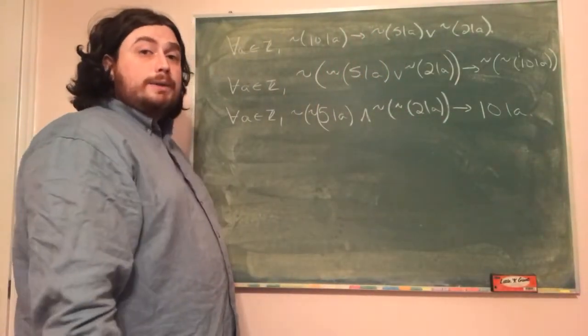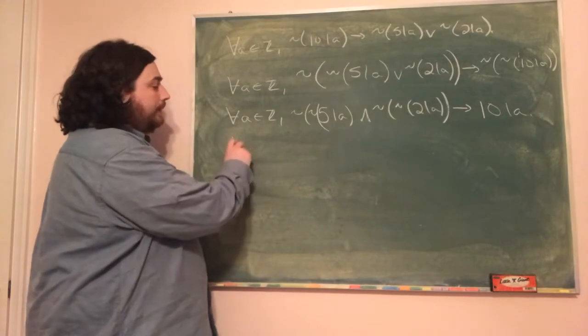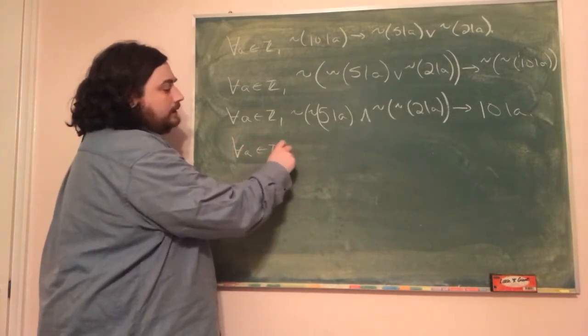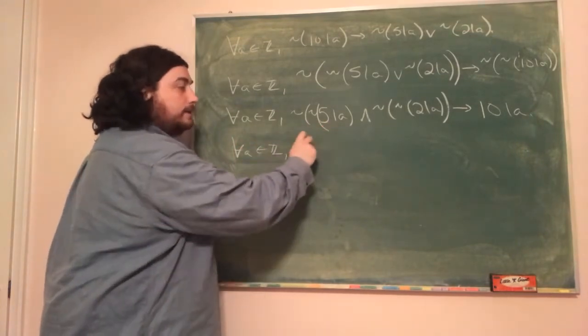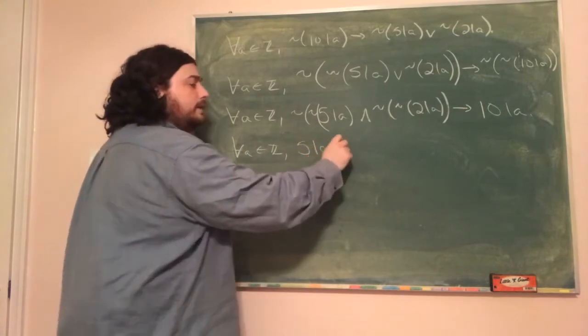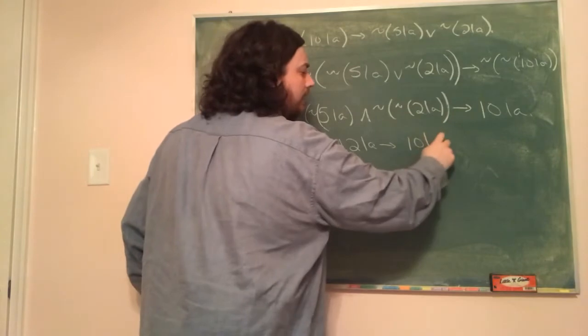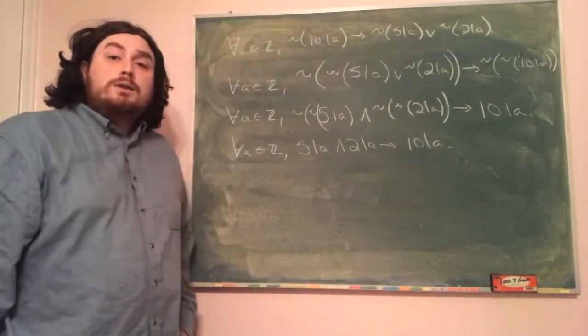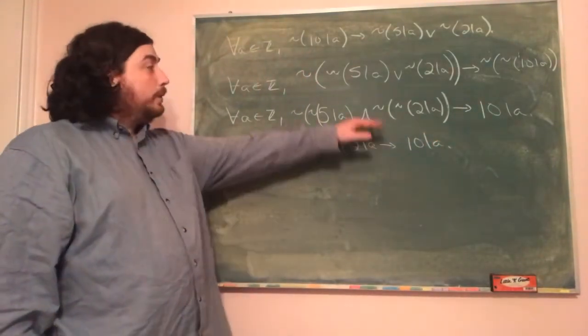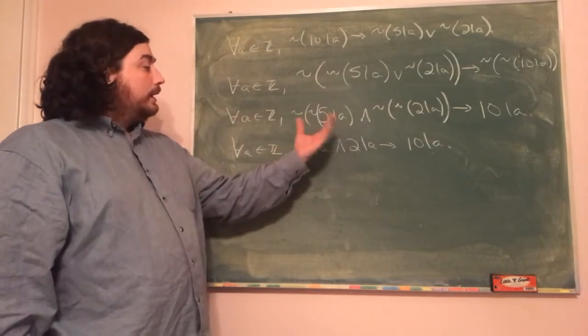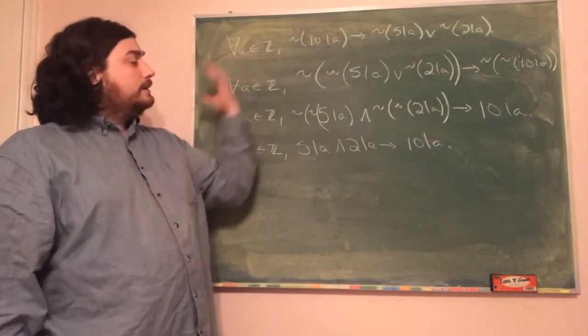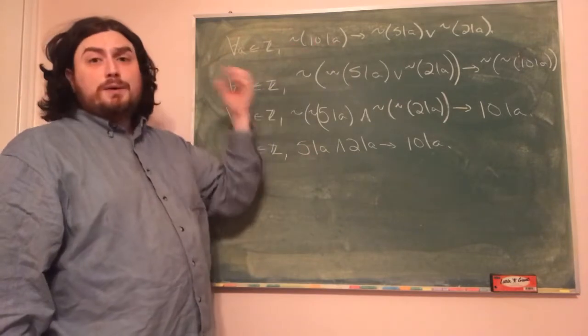I'm going to use that same trick again to simplify this one more time, and so I get for all a in Z, not not is just the original. So if 5 divides a and 2 divides a, then 10 divides a. By proving the contrapositive, where these are equivalent statements, we know that if this is true, if and only if this is true. So if I prove this, I've proven this.